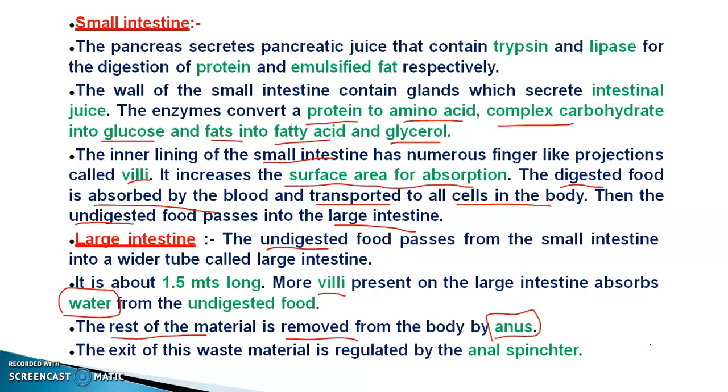And after the digestion, the water is absorbed by the villi present in the large intestine. So these are some key points that you have to keep in your mind. Thank you.